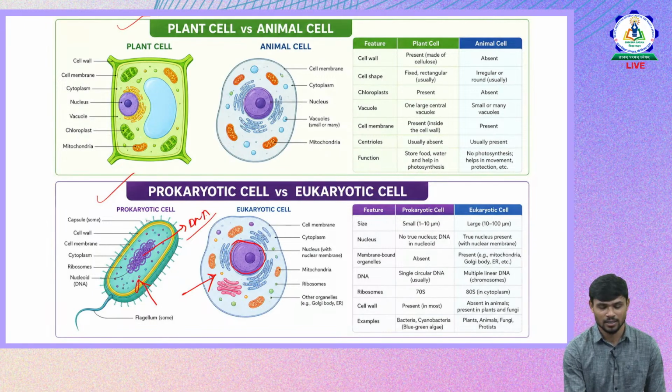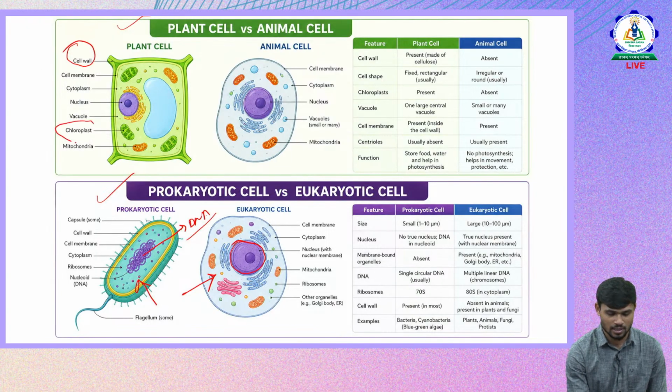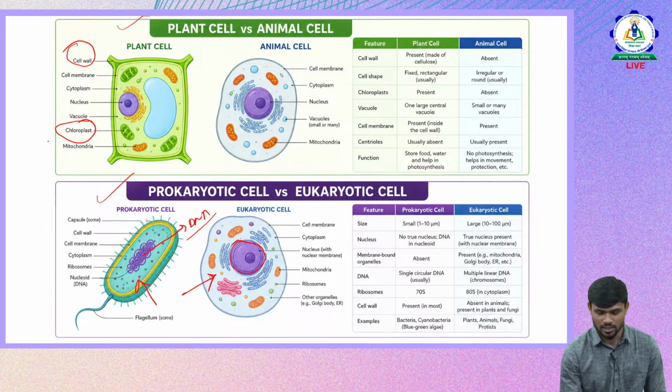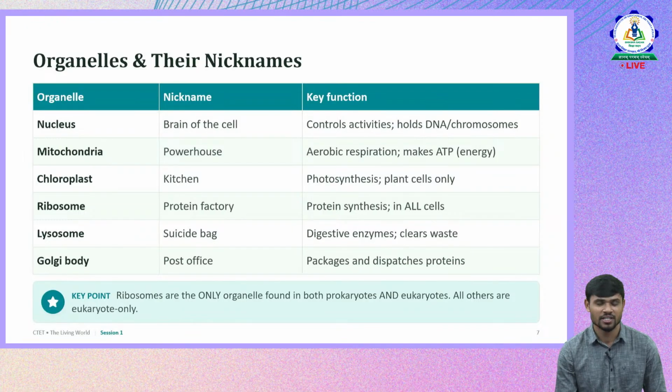And regarding plant and animal cells, there is a cell wall in the plant cell, and there is also chloroplast, whereas here there are no cell walls and there is no chloroplast in animal cells. So these are the differences. If you want, you can go through it quickly after the session, and you can go through the video again.